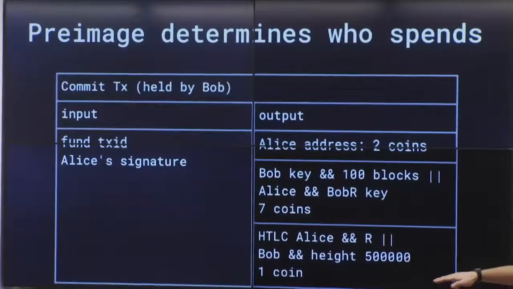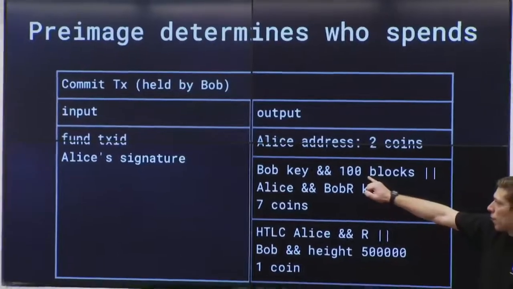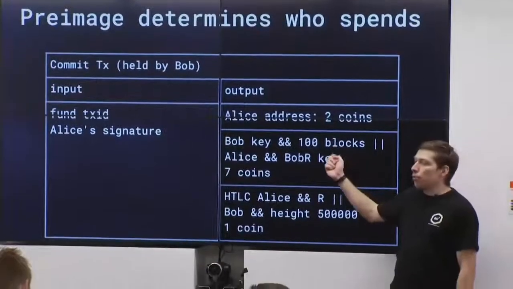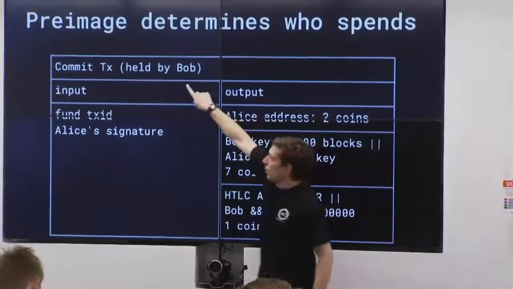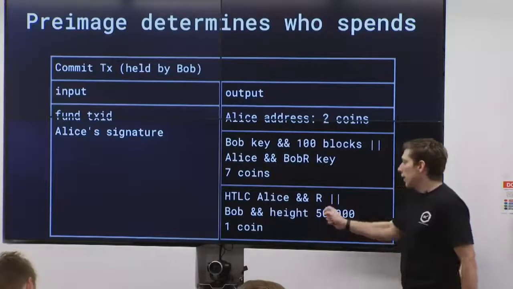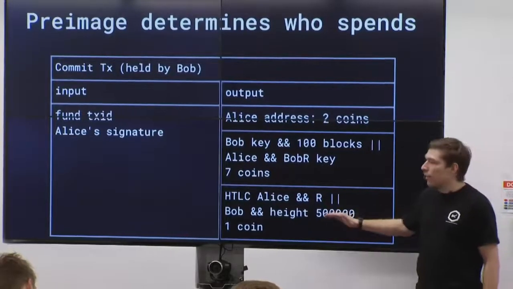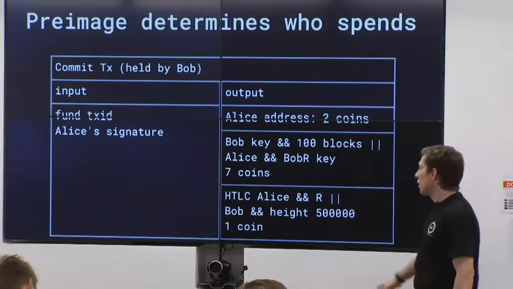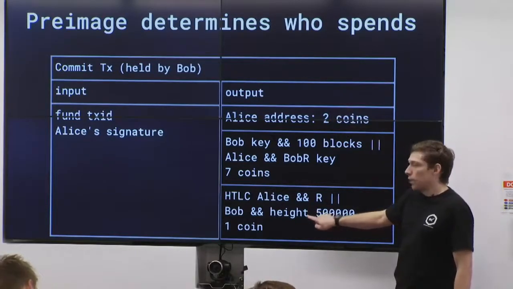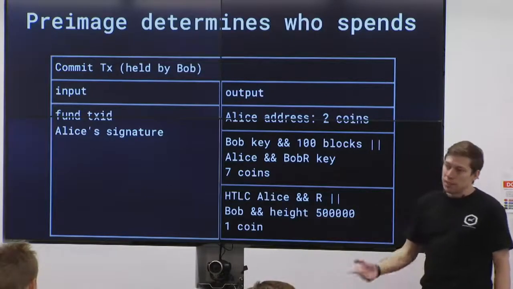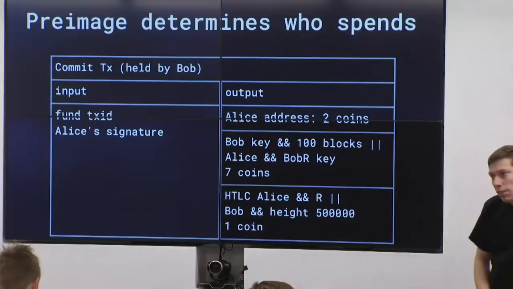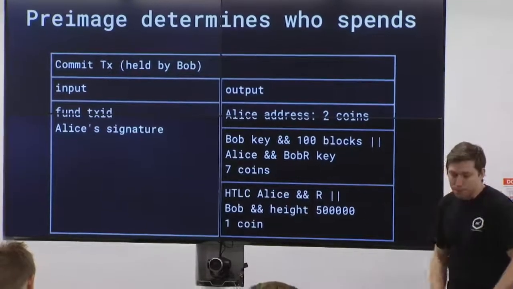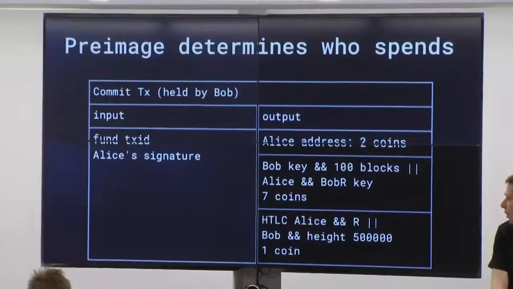But the difference in waiting is that this is a relative time lock, so Bob has to wait 100 blocks after he broadcasts this transaction. Whereas in this case, Bob has to wait until height 500,000, regardless of when he broadcasts this transaction. So it may be that he can broadcast this transaction and immediately spend by signing here, because that time has passed. It seems like a small distinction, but it's actually pretty important for this to be absolute time. So that's how an HTLC works, right?